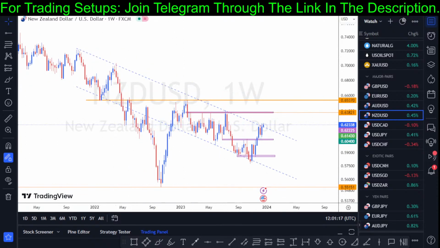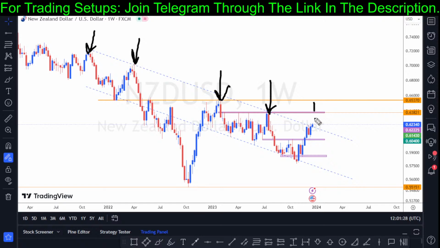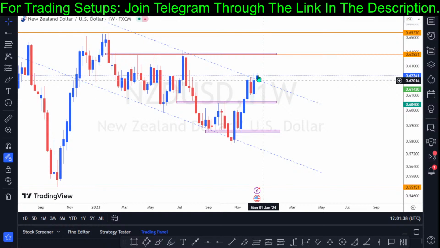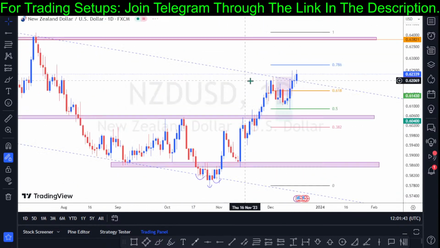You can see we have a sloping channel. Right from this structure formation, we got a sloping channel all the way down. So price is still under the influence of this sloping channel. Okay, so I am still monitoring price to see how it reacts at this structural formation. I haven't yet seen a breakout structure right here.